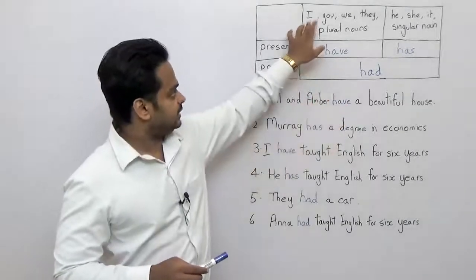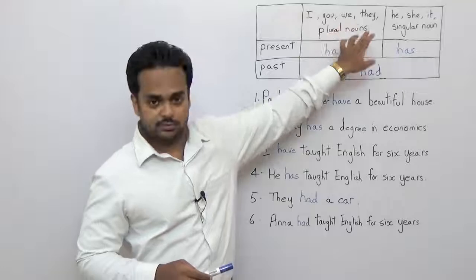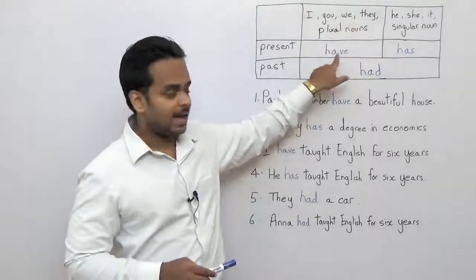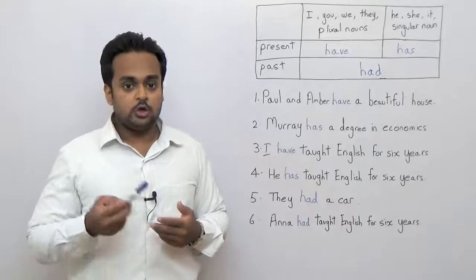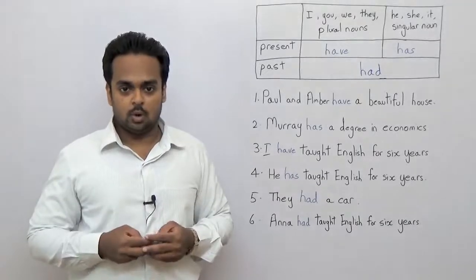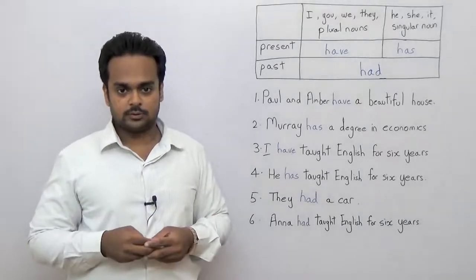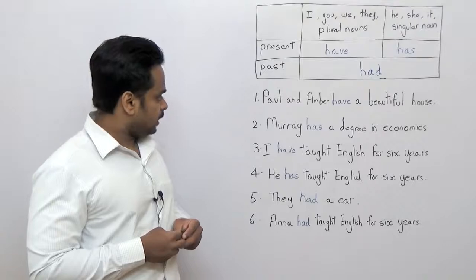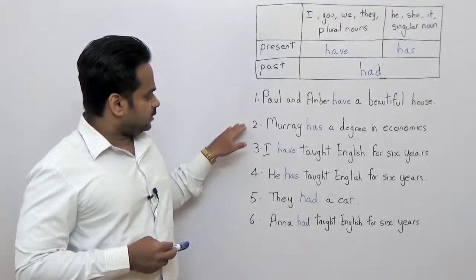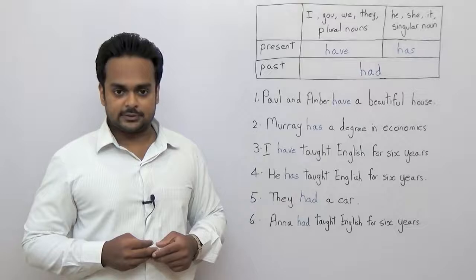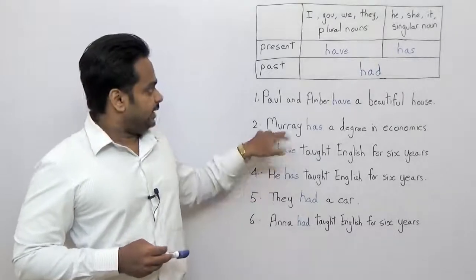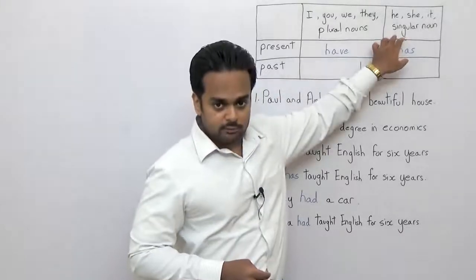Now, if the subject is I, or you, or we, or they, we still use have. So, I have a beautiful house, or you have a beautiful house. We have a beautiful house, etc. Have a look at this sentence. Here, Murray has a degree in economics. Murray is a singular noun.